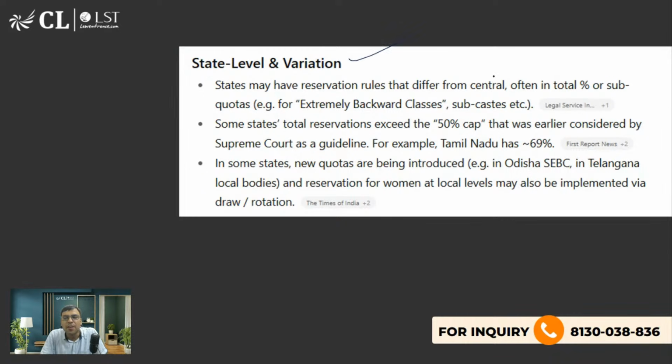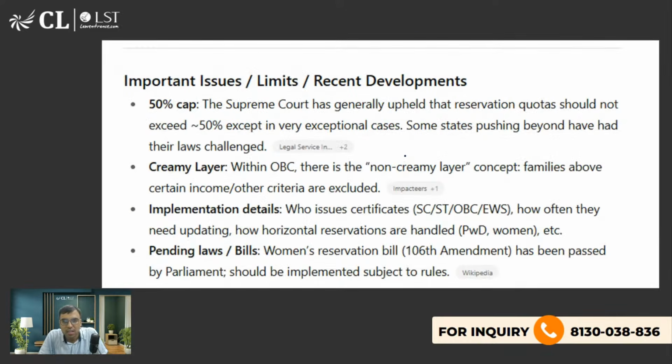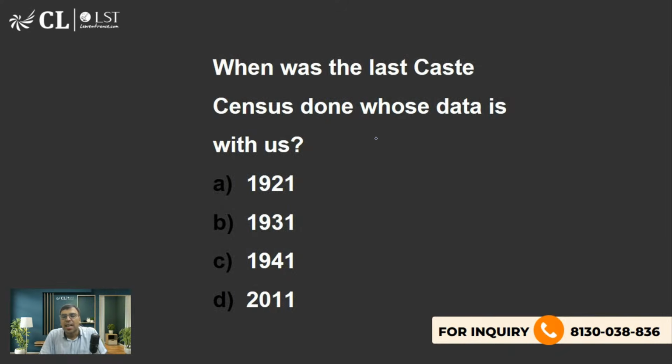So at the state level there is also the 50% cap, but even in Tamil Nadu there is 69% reservation. We have seen even in Ladakh recently the government has decided to give 85% to Scheduled Tribes, something like that. Okay, so that is what you should know. The concept of creamy layer was brought by the Supreme Court for OBCs. You probably know all this, right? Okay, let's move on to the next one.